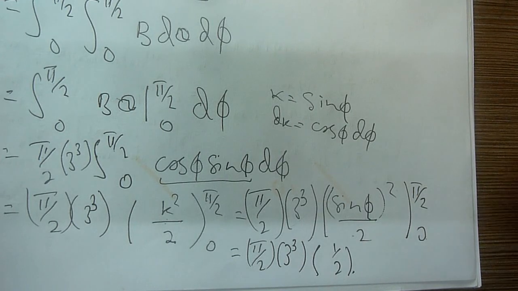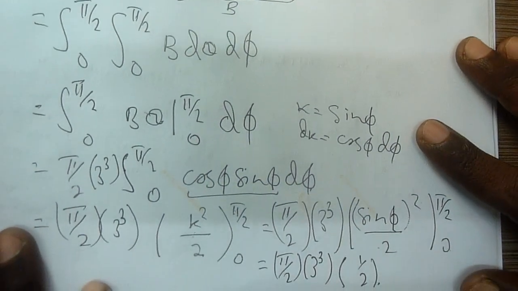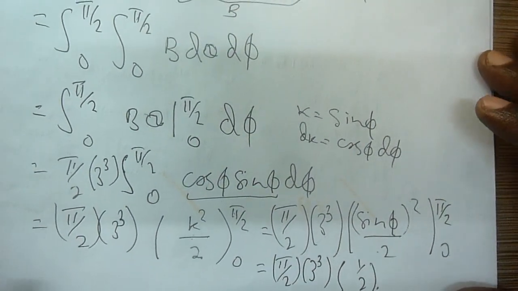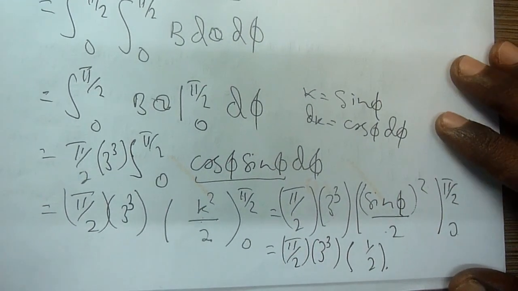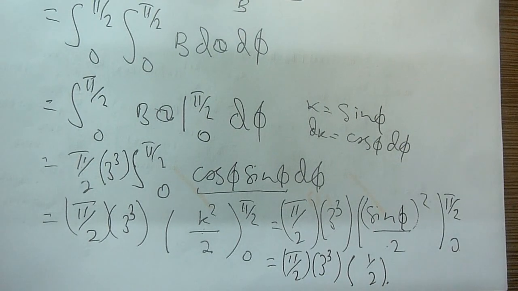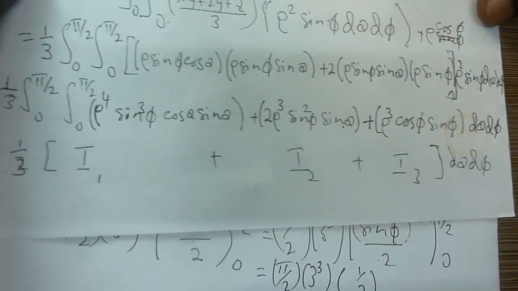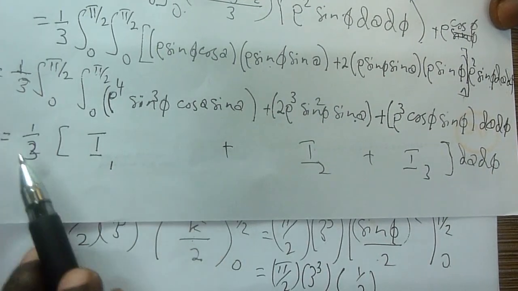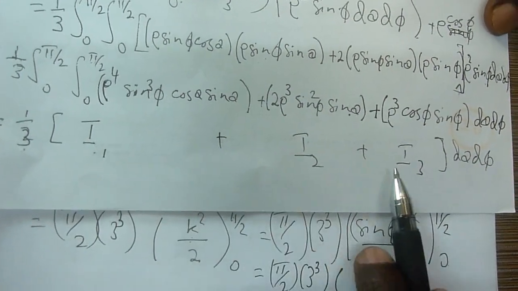Okay, I hope that I have done. Then later you combine all these answers by yourself. I want you to do it by yourself, complete. That means finally I want you to add up these 3, I1, I2, I3.